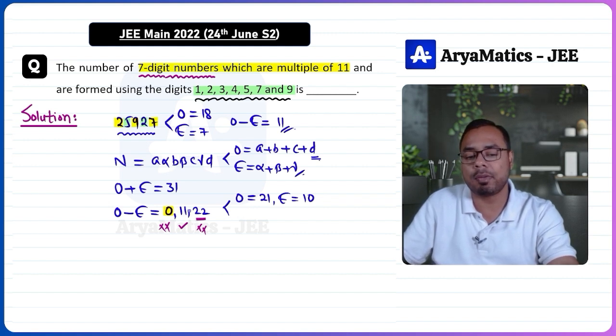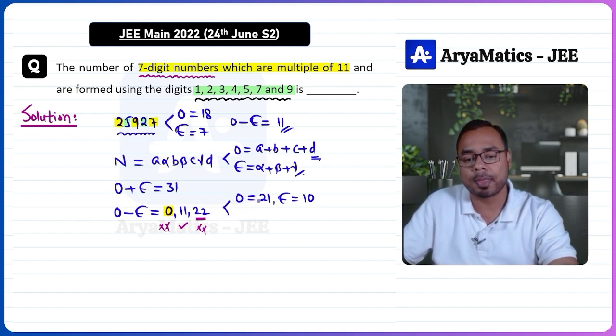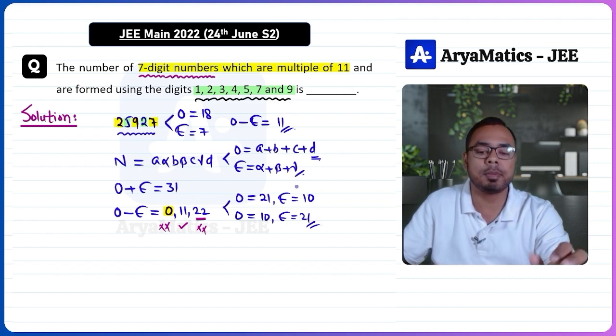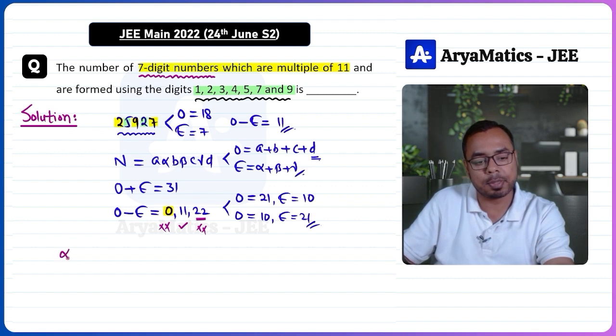However, instead of taking 11, you can take plus or minus 11. Here we should ideally take the modulus, but we'll interchange these two. So this will be one case. Another case will be that O is 10 and E is 21. In this case also the number will be a multiple of 11. So now we need to consider these two different cases. In one case E is 10, where E is the sum of digits at even places, so that means alpha plus beta plus gamma.